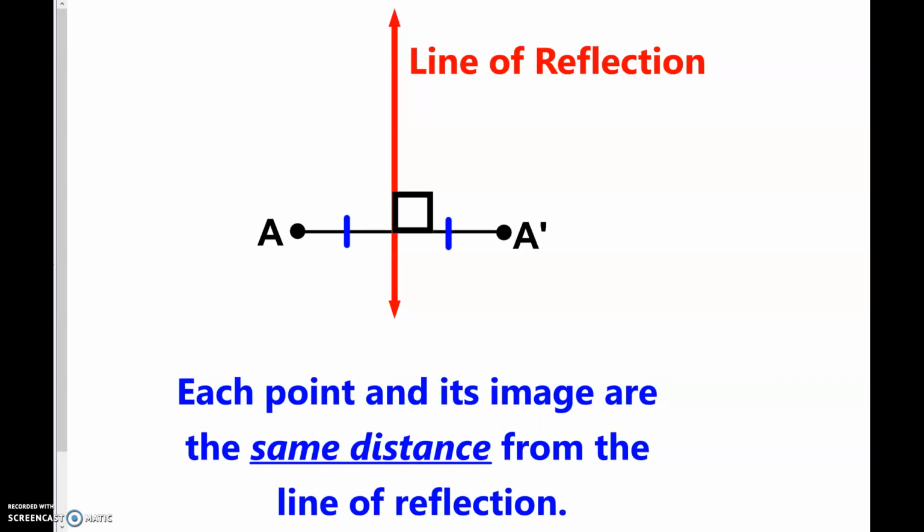Okay, so that is called your line of reflection, and each point, so pre-image A to image A prime, is the same distance across this line, and remember, it has to be perpendicular.